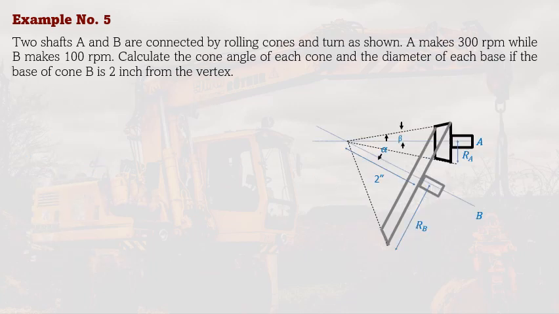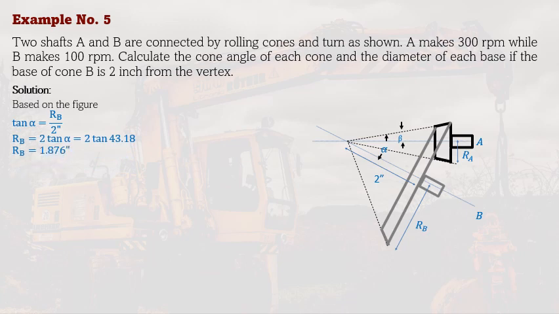So now that we have the cone angle, we can solve the diameter also. So based on the figure, our tan alpha is equal to RB over 2 inch. Since tangent of alpha is opposite, which is RB, divided by adjacent, which is 2 inch, therefore we can get RB by substituting the value of alpha. So RB is 1.876 inch and the diameter of B would be 3.75 inch. The diameter of cone B therefore is 3.75 inch.